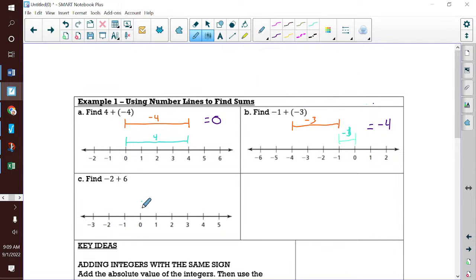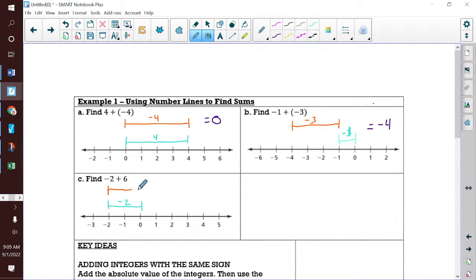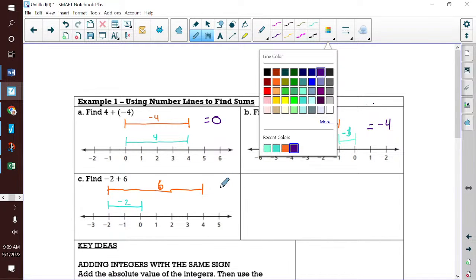This next one, we start off at 0. We go back 1, 2 for -2. Then we move 6. So we go 1, 2, 3, 4, 5, 6. And that means that we end at positive 4. So the sum of negative 2 and 6 is positive 4.